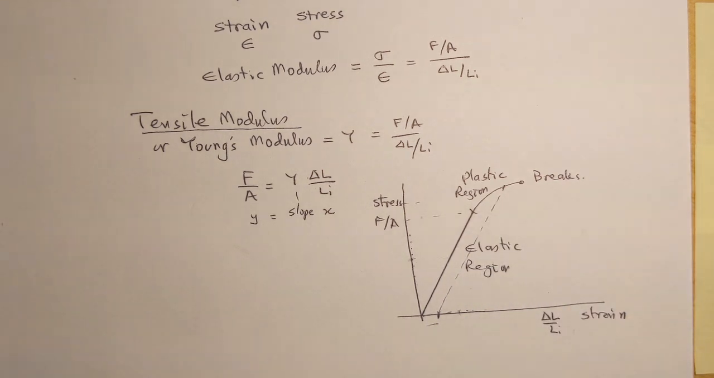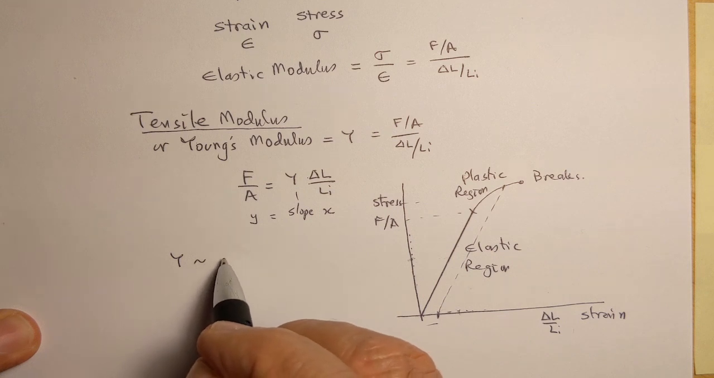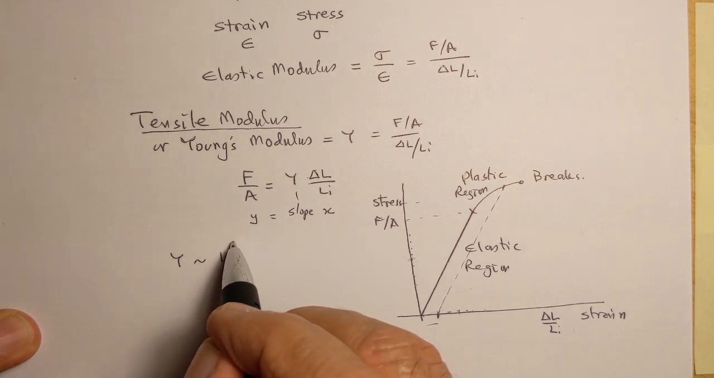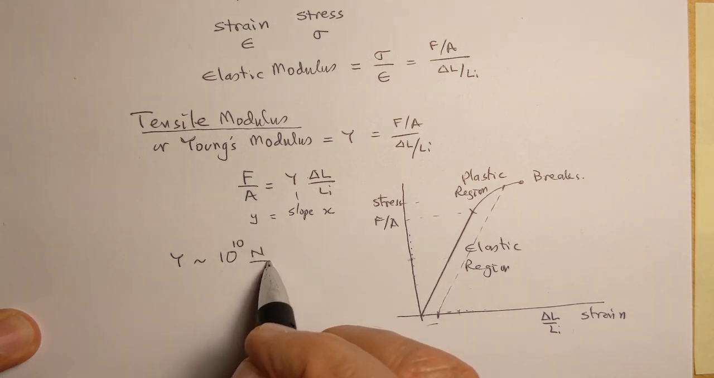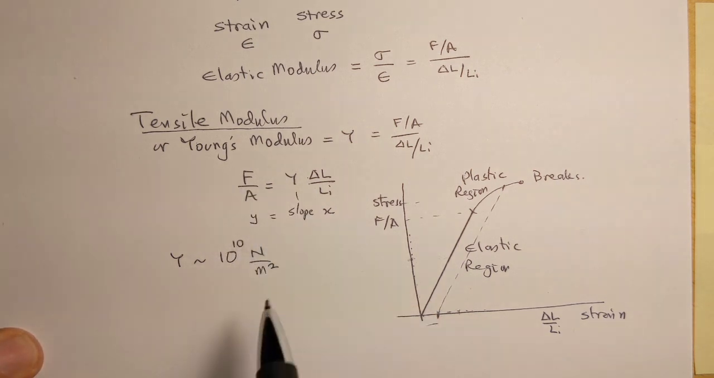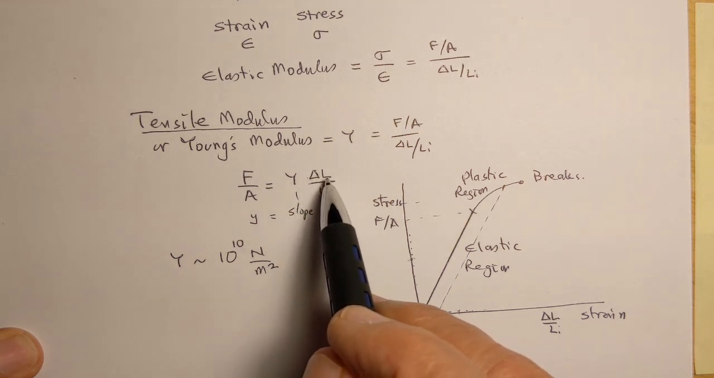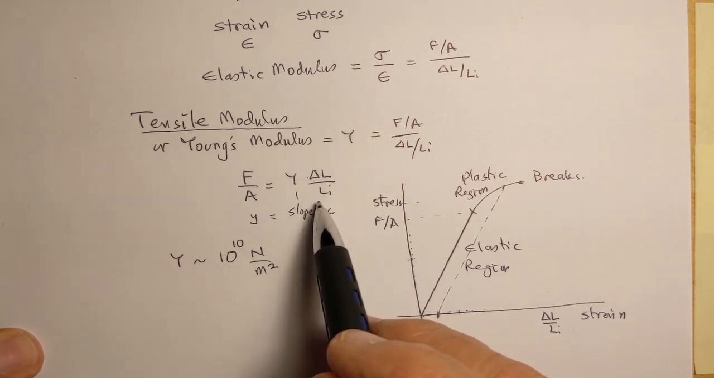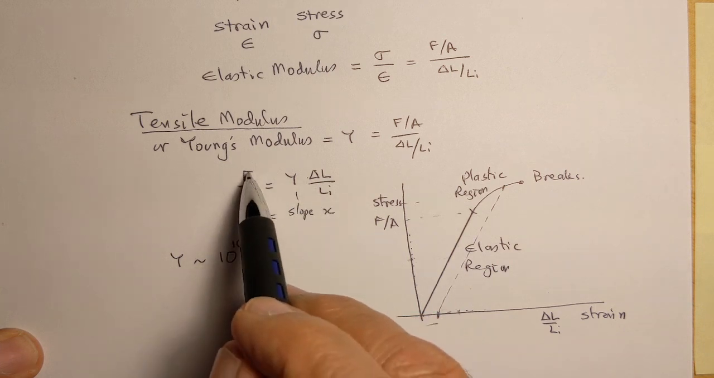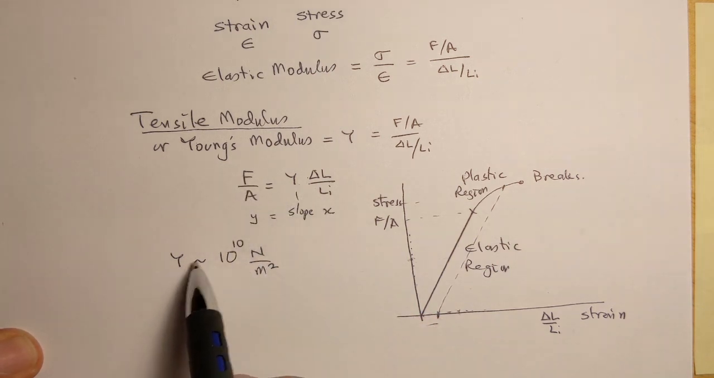So this is the tensile modulus. Typical values of Y would be some number around 10 to the power 10 newtons per meter square. And that's the unit for the modulus, because the unit for strain is meter per meter, so dimensionless, and stress is newtons per square meter, so that's the unit of the modulus.